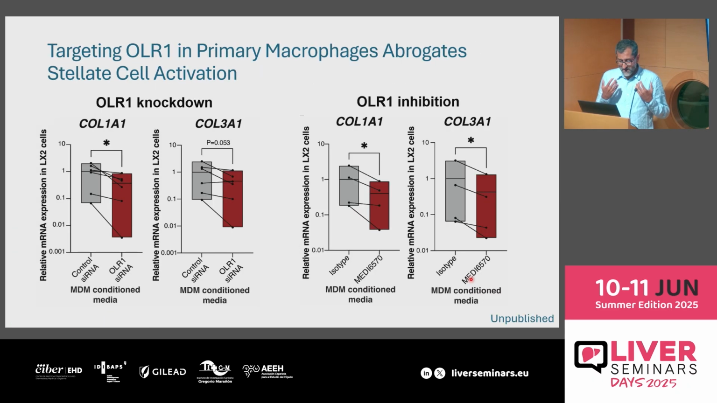If we then make the model slightly more complex, where we take the primary macrophages and either knock down OLR1 with siRNA on the left, or block it with a blocking antibody on the right, and then take the conditioned media from those modulated macrophages and look at what it does to stellate cells, we find that when we blocked or knocked down OLR1 in the macrophages, we're abrogating fibrogenic activation of the stellate cells, suggesting that OLR1 signaling in macrophages is promoting a fibrogenic phenotype in stellate cells.